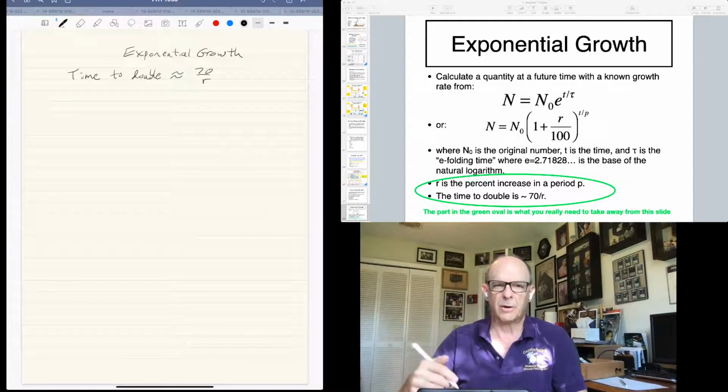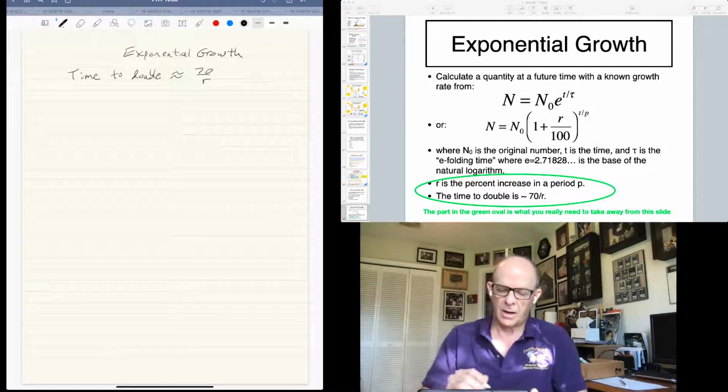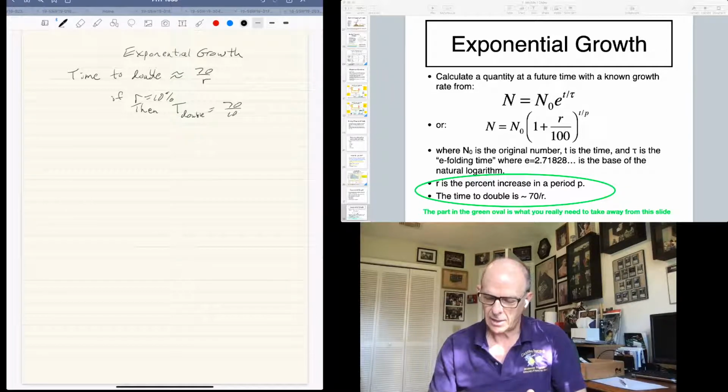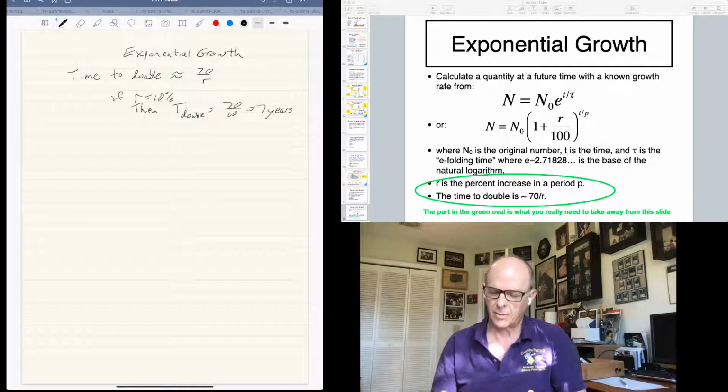So for example, if something is growing by 10% per year, then the units for this, and what I'm going to call t double, would be 70 over 10 years. And it's years, not days or months or seconds or something else, because this percent rate is 10% per year. I didn't write it before, so let's make sure we write that now. If it's 10% per day, then the doubling time would be 7 days, not 7 years.